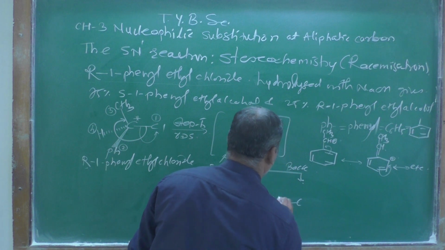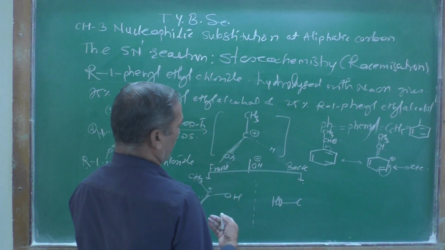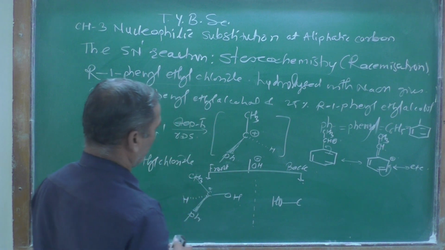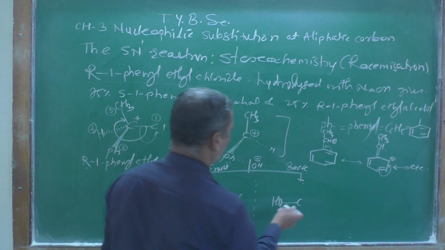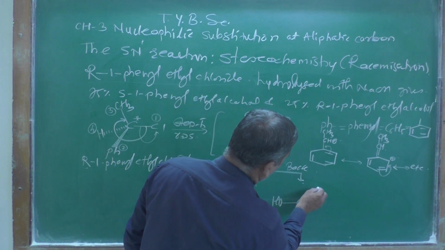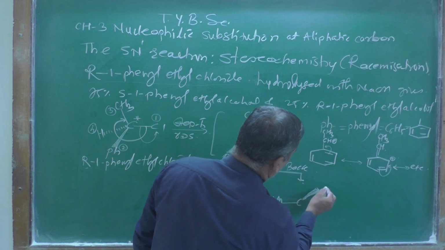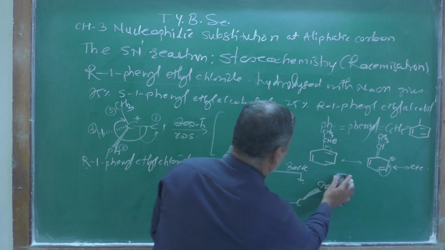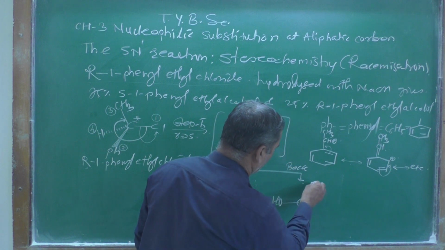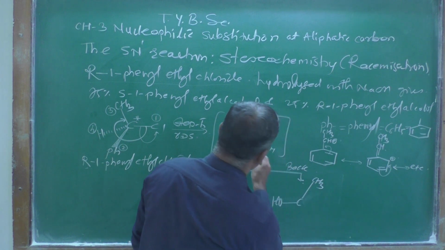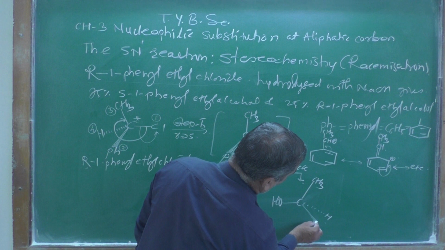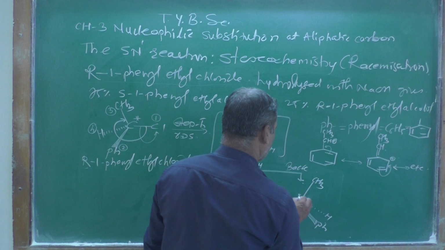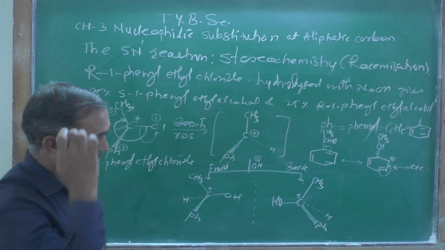Now when the nucleophile attacks from the backside, OH goes there, then the methyl group should be here, this one CH3, not this. The methyl group should be shown by a normal line, CH3, the hydrogen atom I am showing like this, and the phenyl group I am showing by a thick line, this is Ph. Now look at, this is a chiral carbon, this is also a chiral carbon.